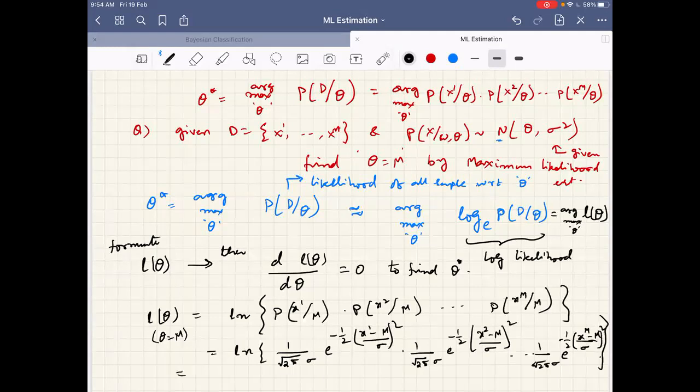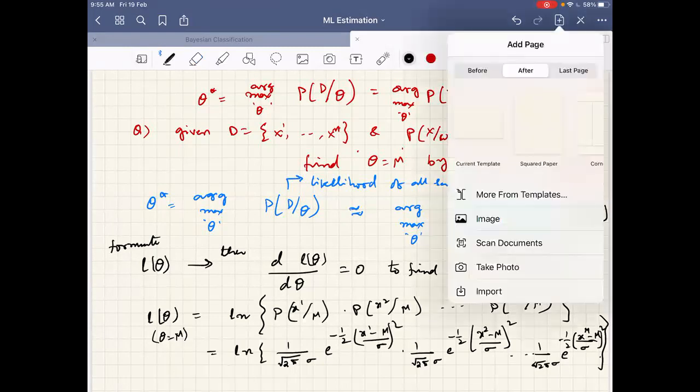So we can take 1 by root 2 pi power m by 2 and sigma power m on one side. Into what? e power minus half into sigma (xi minus mu). Yeah. But remember this.